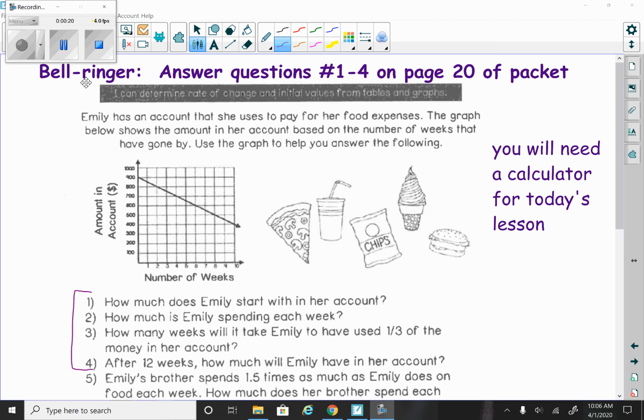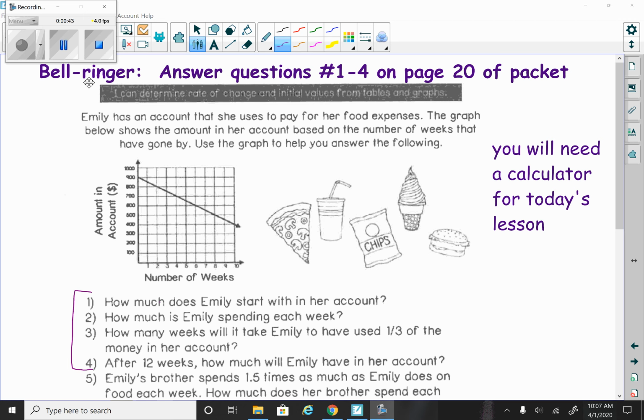20, and on page 20 there is a graph. And it says Emily has an account that she uses to pay for her food expenses. The graph below shows the amount in her account based on the number of weeks that have gone by. Use the graph to help you answer the following. So I'd like you to answer questions 1 through 4. It's kind of a short bell ringer. Just answer questions 1 through 4 using that graph.